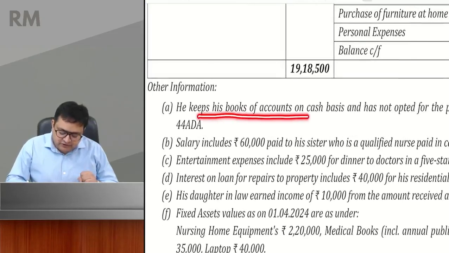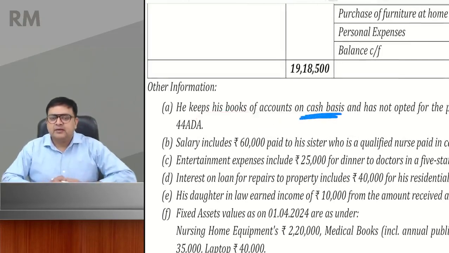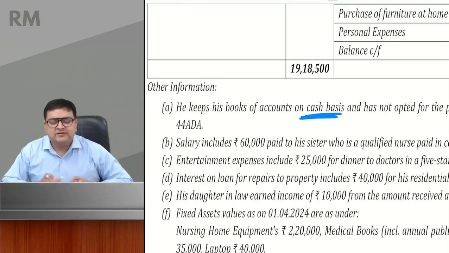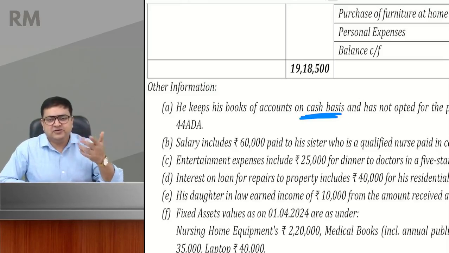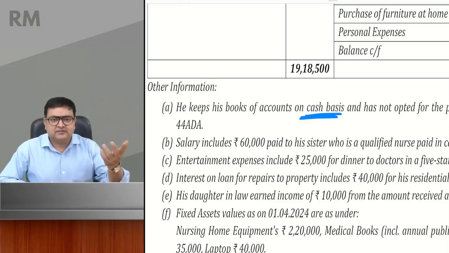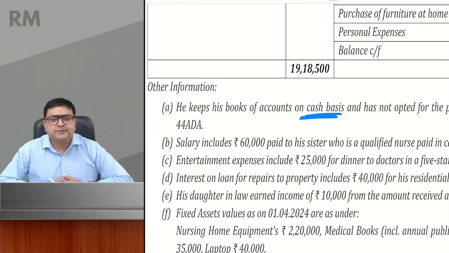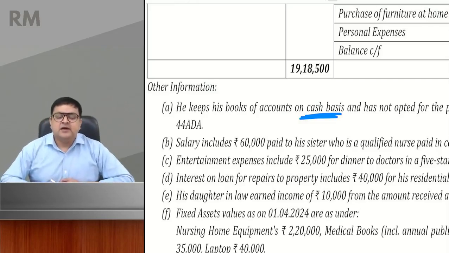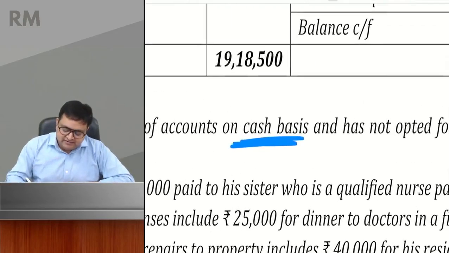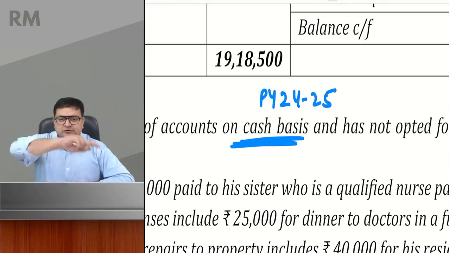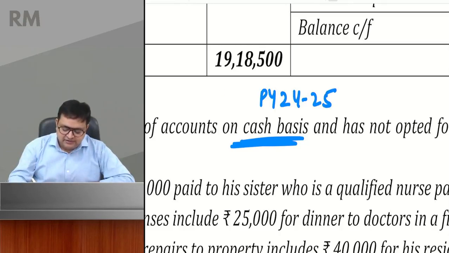He keeps his books of accounts on cash basis. What does it mean? Generally, we always assume that if the question is silent, the assessee is maintaining his books of accounts on accrual basis, mercantile basis, right? But if specifically given in the question that assessee maintains books of accounts on cash basis, in that case, whatever is received during the year, previous year 24-25, is your income.